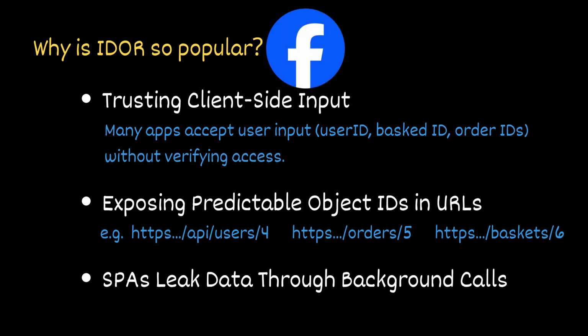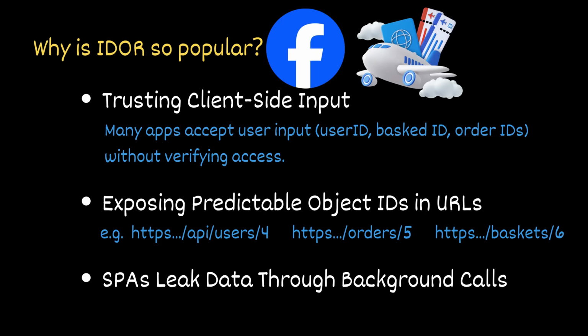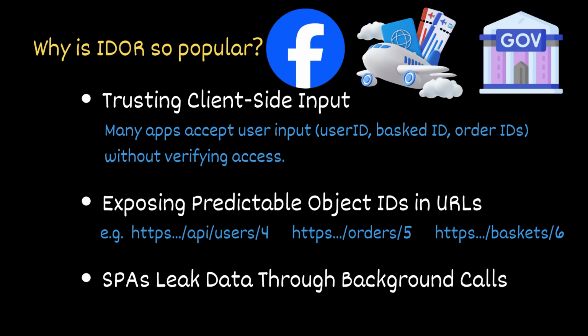For example, Facebook once had an insecure direct object reference vulnerability that let researchers view private photos. Airlines have had it leaking passengers' boarding passes or travel details. Even government and healthcare systems have suffered from insecure direct object reference vulnerabilities exposing citizen or patient information, sometimes at massive scale.